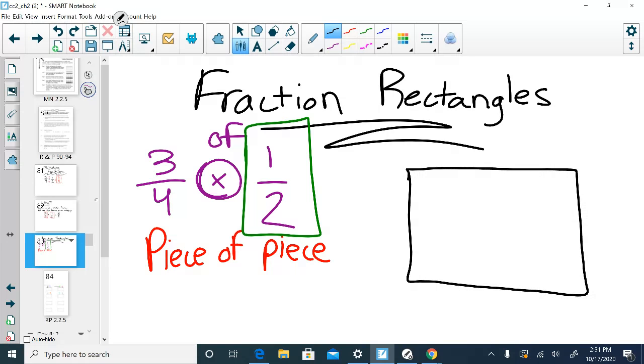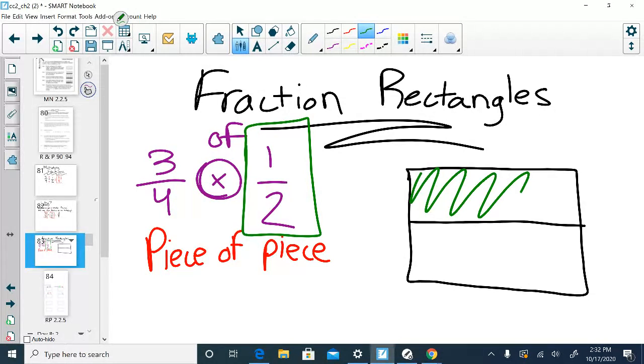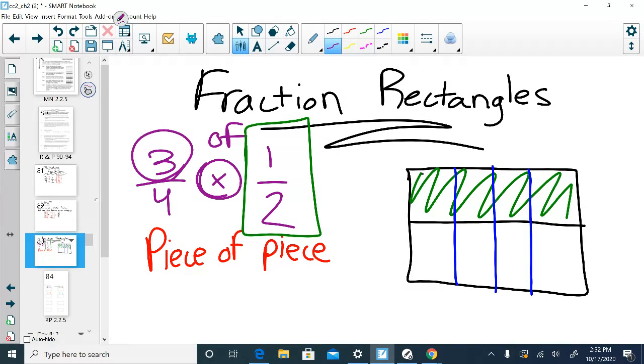So here's the candy bar, and your friend is nice enough to give you half of it. So we're going to shade 1/2 of that candy bar. And now you decide to eat 3/4 of that 1/2 you were given. So far we've split this rectangle into two halves, and we've shaded 1/2 to show that fraction. And now we're going to split it into fourths vertically, and then shade 3/4 of it.